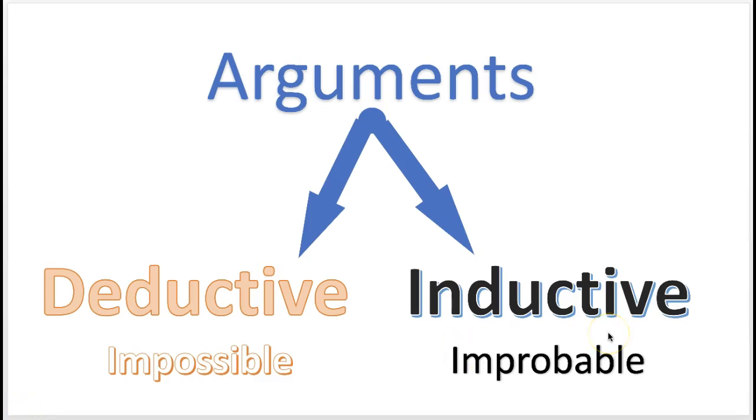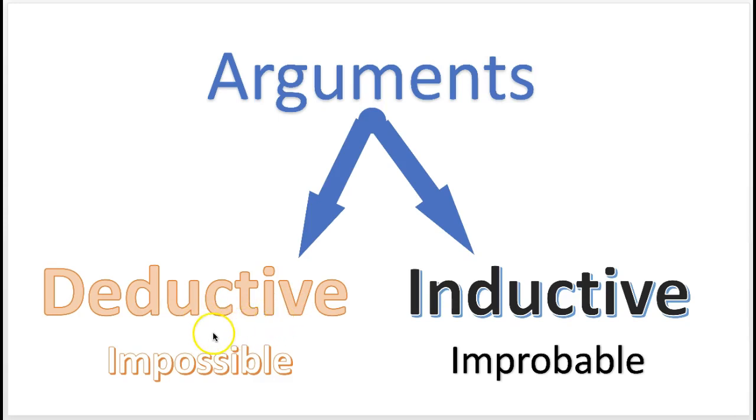Now, an inductive argument is an argument in which the arguer claims that it's improbable for the conclusion to be false if the premises are true. In other words, someone's trying to prove something to you, and they give you reasons for the conclusion, reasons that they are going to say that their point is true. They would say that if the reasons are true, then it would be improbable that the conclusion is false.